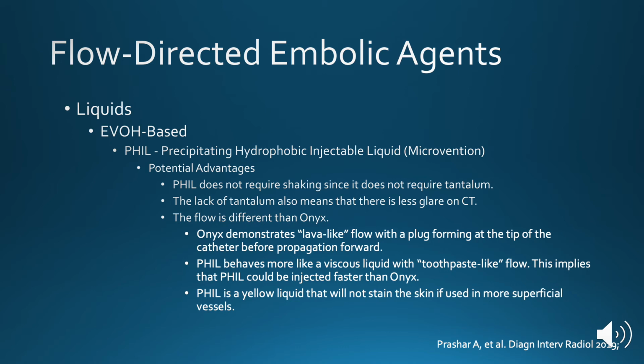Onyx demonstrates a lava-like flow with a plug forming at the tip of the catheter before it propagates forward. FIL behaves more like a viscous liquid, more like toothpaste. This implies that FIL can be injected faster than Onyx. And FIL is a yellow-colored liquid that won't stain the skin if it's used in more superficial vessels.